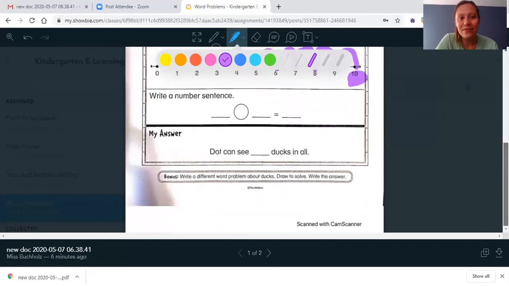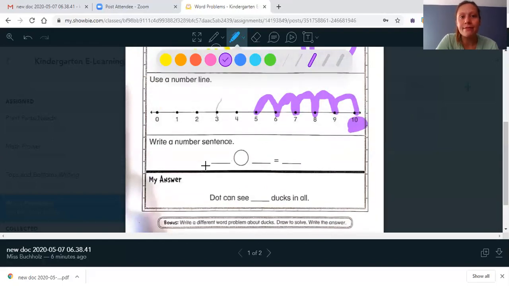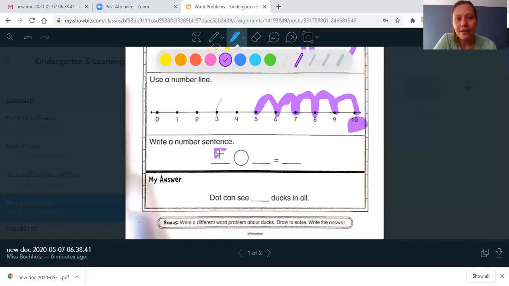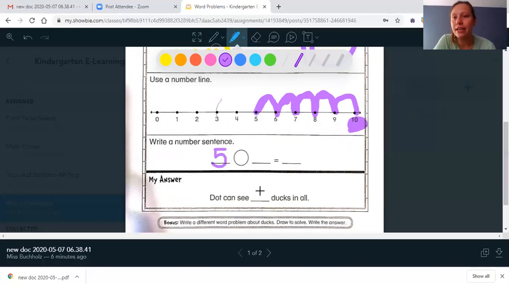Look at that. Now it wants me to write a number sentence. So how many ducks did I start with? Good, 5. Now, did I add more ducks on or did I take away? Good, I added. So do I need a plus or a minus? Good, a plus.